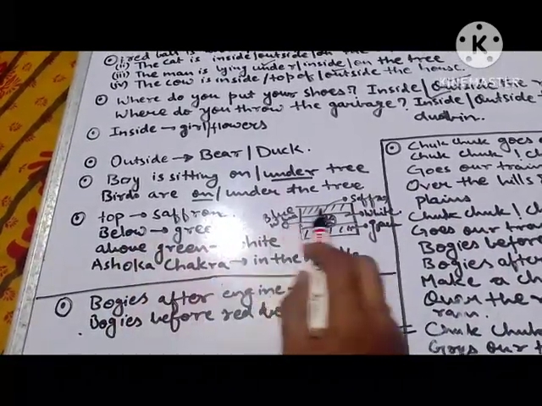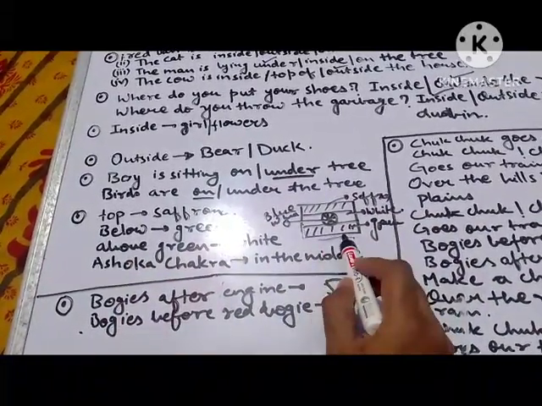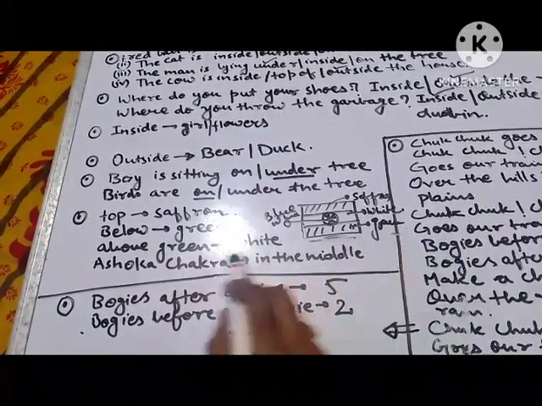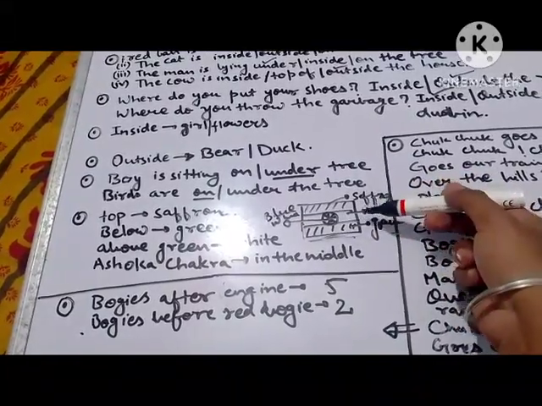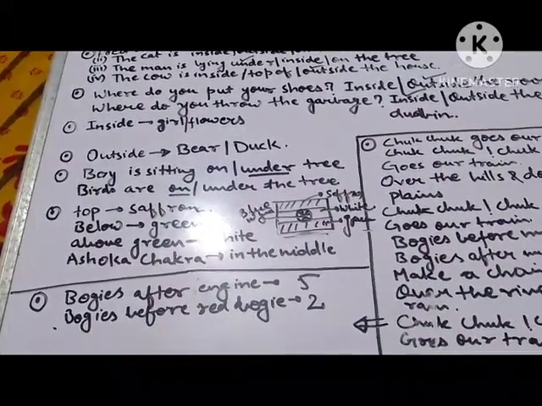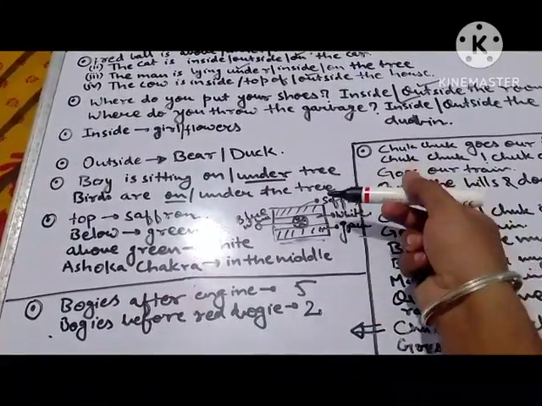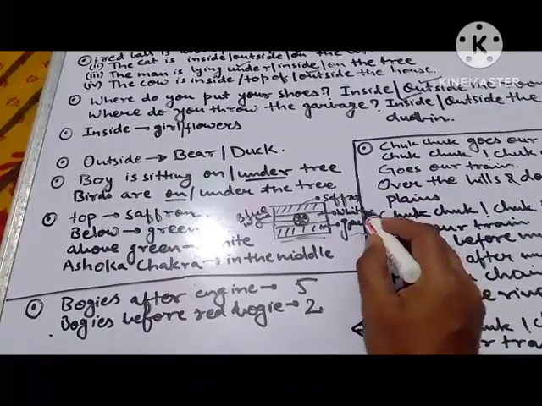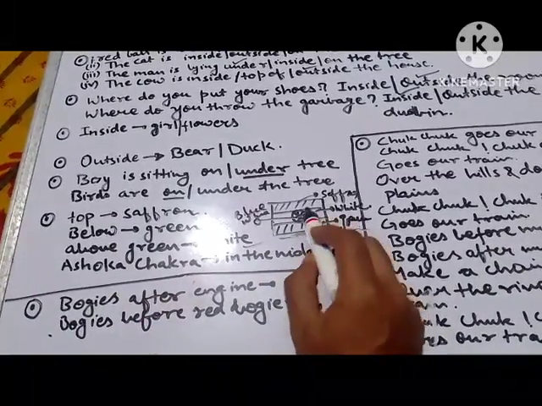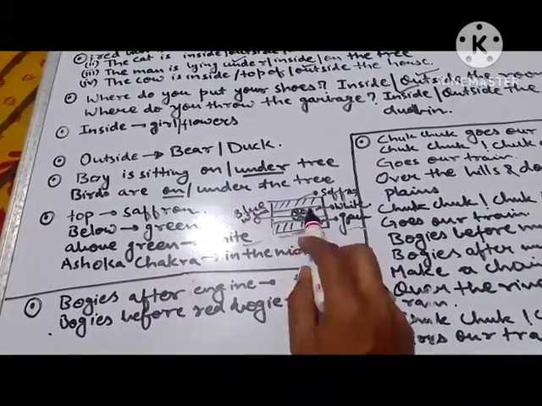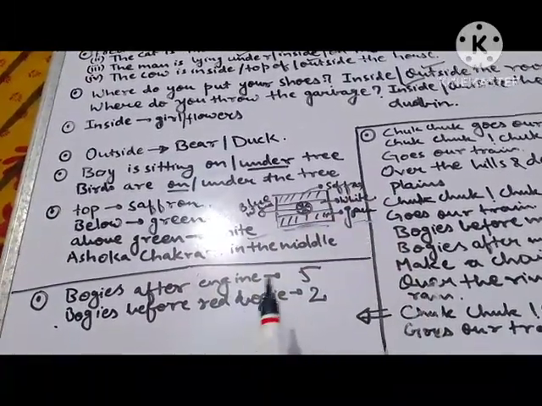At the top is the saffron, at the below, the lower part of the flag, it is green color. Above green means just above, that is over. In the last exercise we learned in the poem that above means over. So over green it is white. So above green the color is white. Ashok Chakra, this wheel, is called Ashok Chakra. It is in the middle of the flag, in the center part of the white color. So this is the exercise.